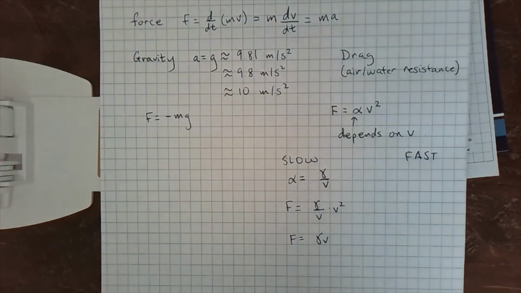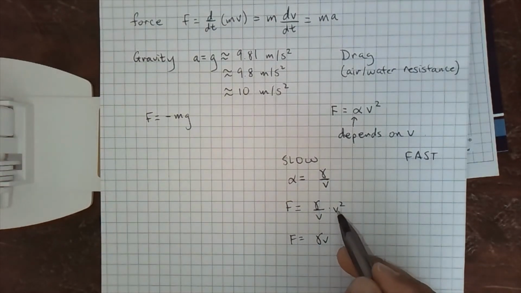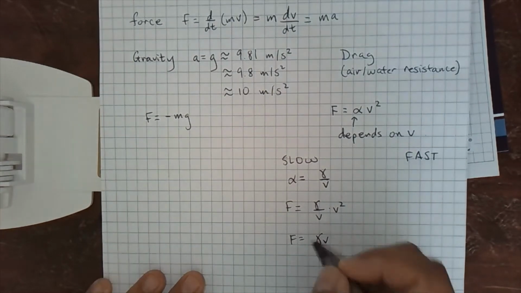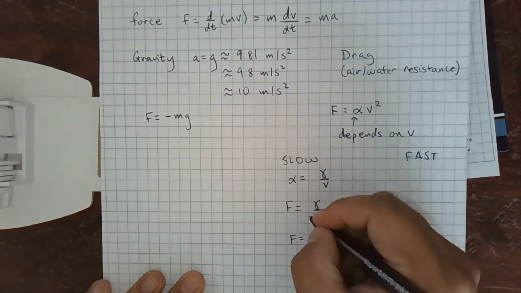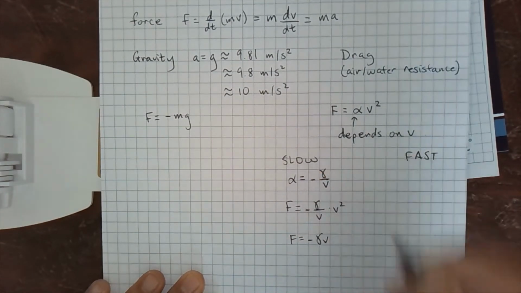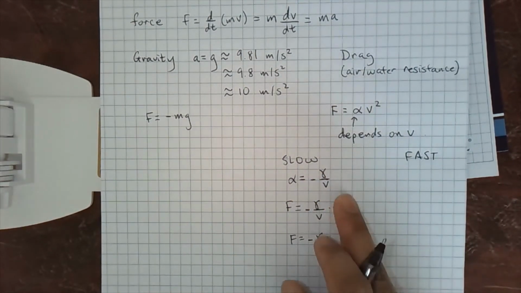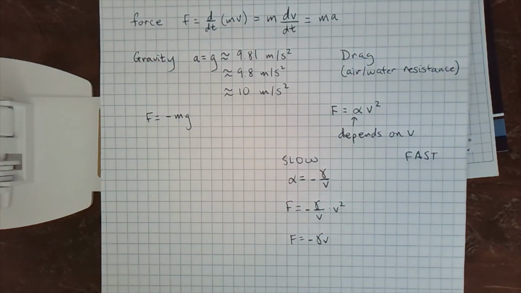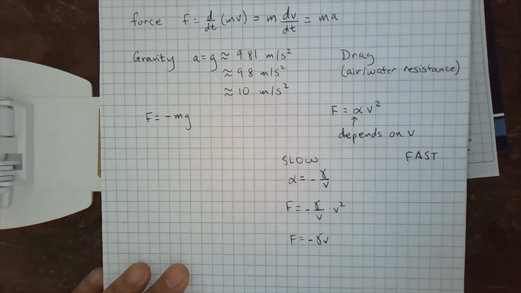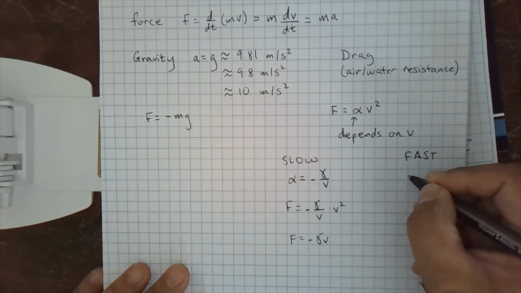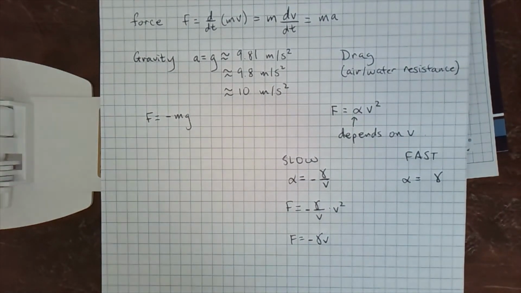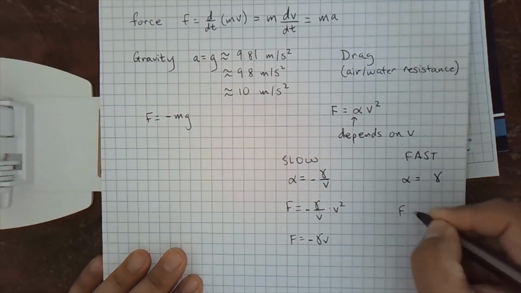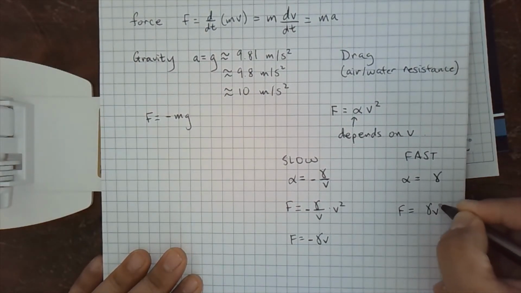And our drag is always going to be in the opposite direction of motion, so the opposite direction of v. So what we would like is negative gamma v. So we'll go back and put negative signs here. Alpha is going to be inversely proportional to v and also the opposite sign. If we're going fast, alpha is pretty much constant. So then f is going to be just gamma v squared.